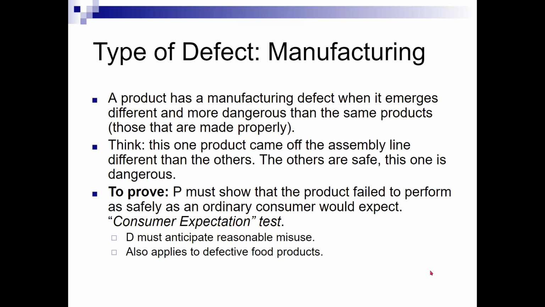Type of defect: manufacturing. A product has a manufacturing defect when it emerges different or more dangerous than the same products that are made properly. Think: this one product came off the assembly line different than the others. The others are safe, this one is dangerous.